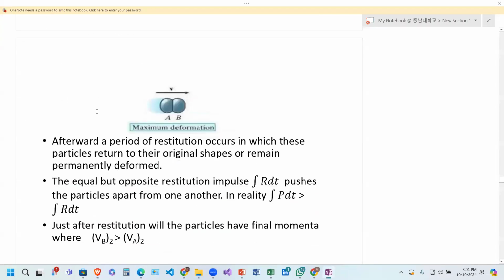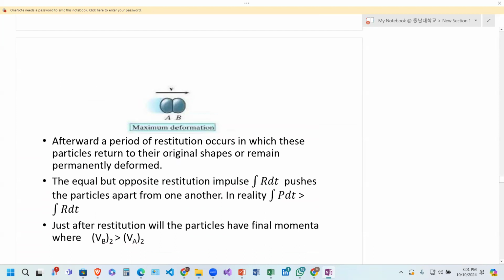Another point is that afterward, a period of restitution occurs in which these particles return to their original shapes or remain permanently deformed.